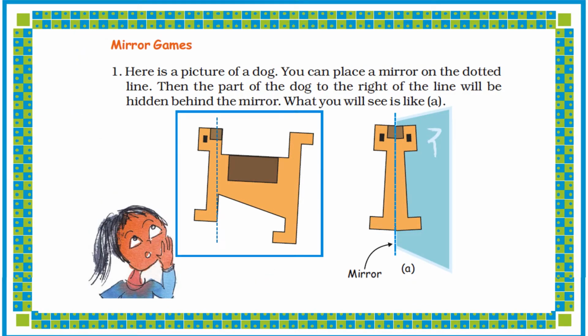Mirror games. Here is a picture of a dog. You can place a mirror on the dotted line. Then the part of the dog to the right of the line will be hidden behind the mirror. What you will see is like A. Now, this is a picture. If you keep a mirror on the dotted line, you will see a design like this. So these are two mirror halves.